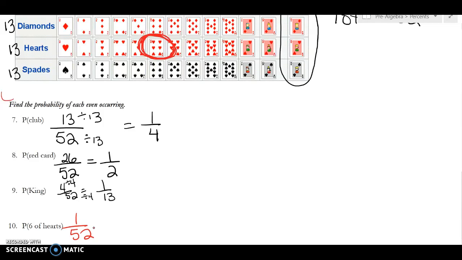So when you're doing probability, remember it's what you want out of total. And if you have a fraction you can reduce, you need to go ahead and reduce it.